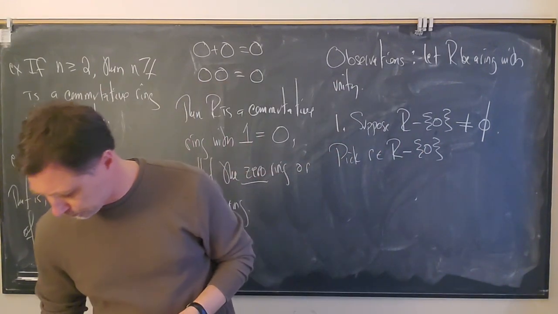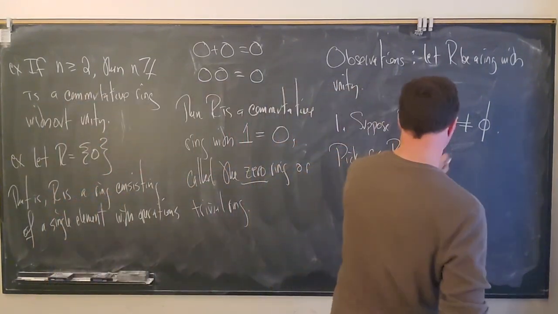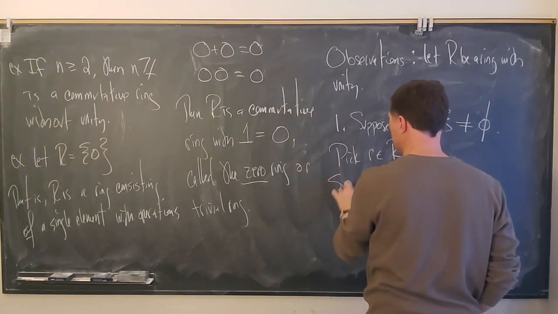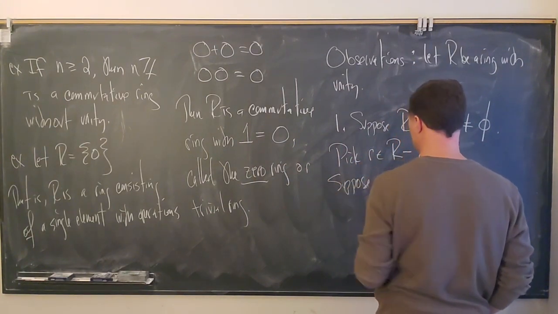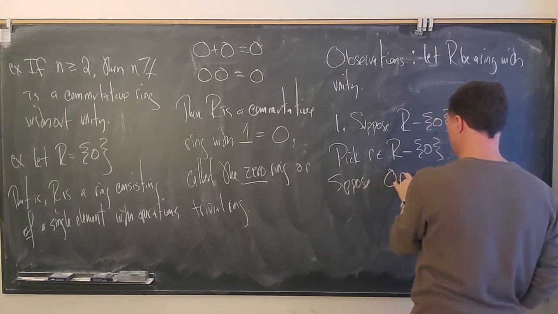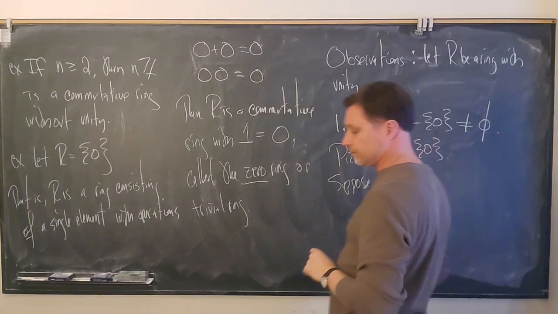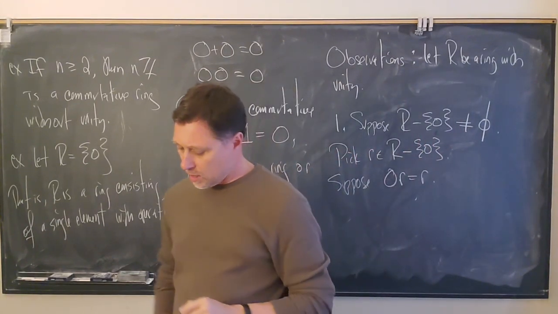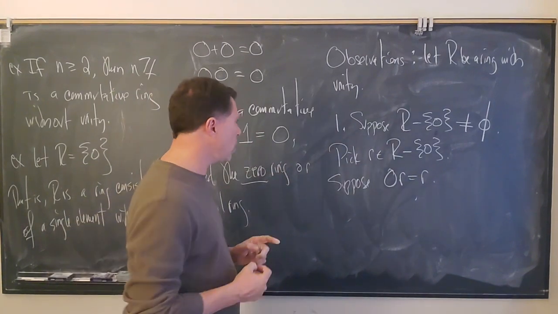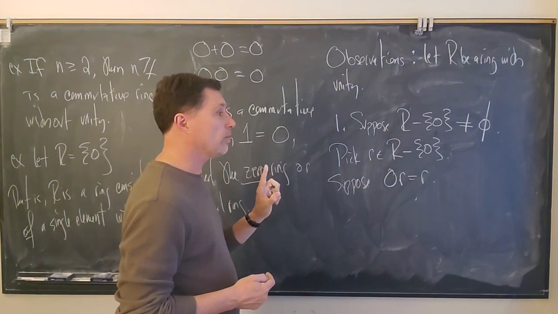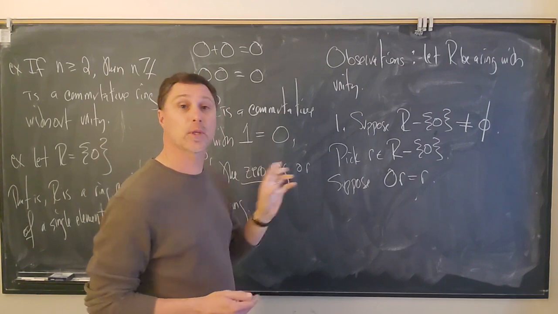Now, suppose that 0r is equal to r. In other words, suppose that 0 behaves as a multiplicative identity.